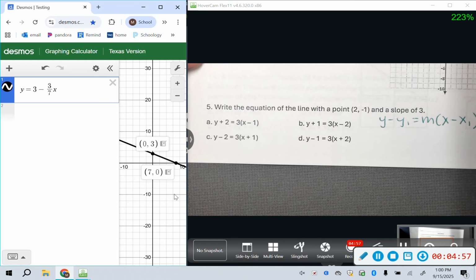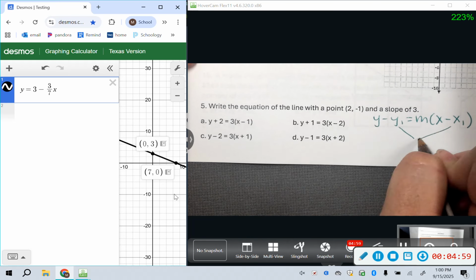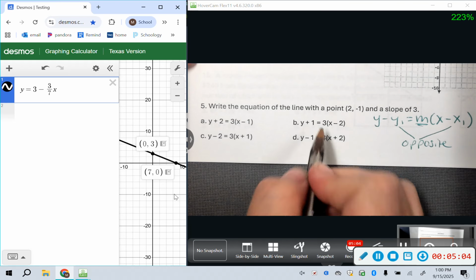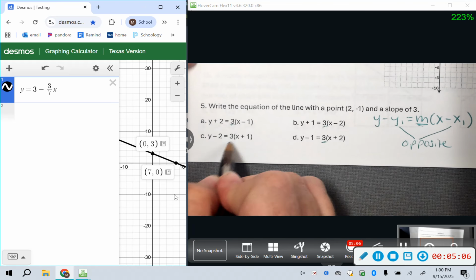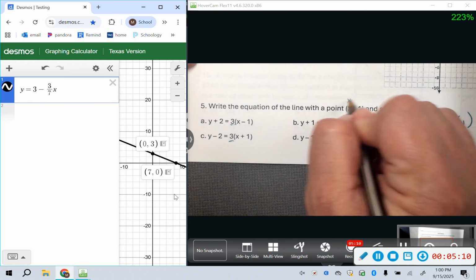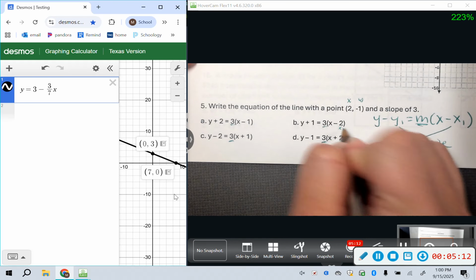And remember, your point always looks opposite. Slope is in the middle. Well, slope is 3, and all of them have 3 as a slope, so that doesn't help me narrow it down. So we have to pay attention to the point. Well, this is my x, this is my y. So x1, x1.